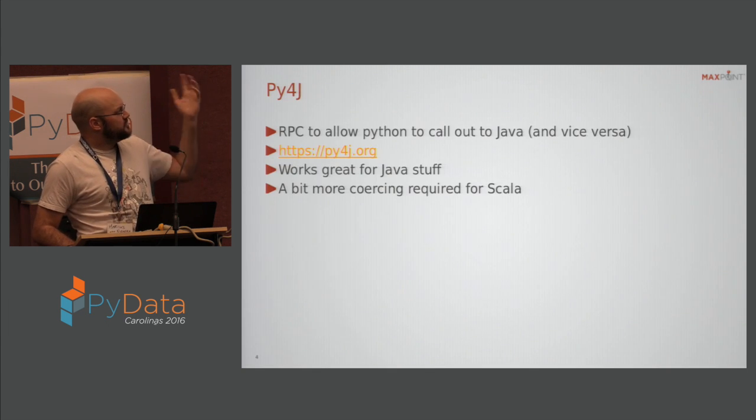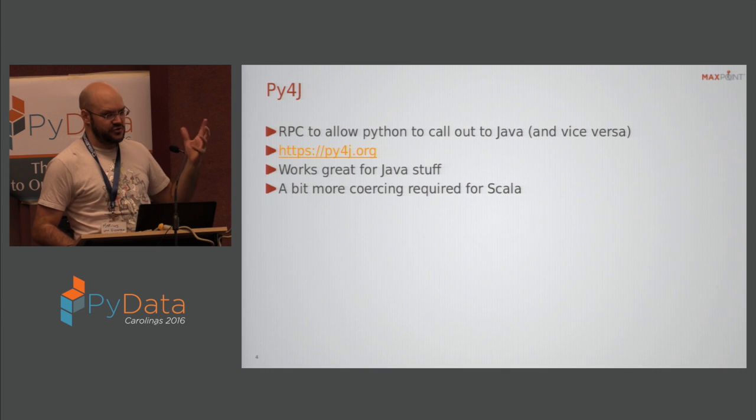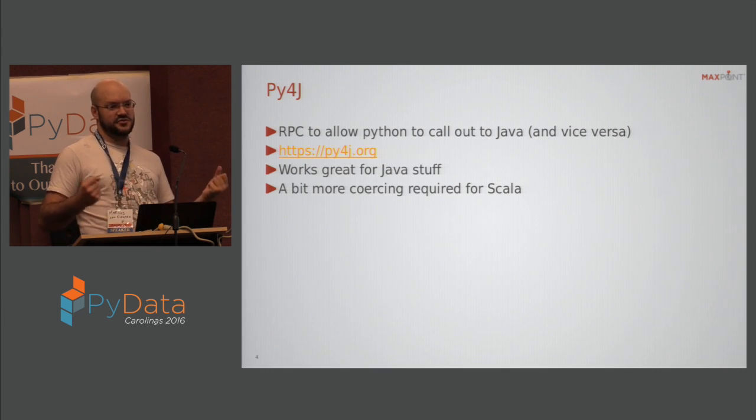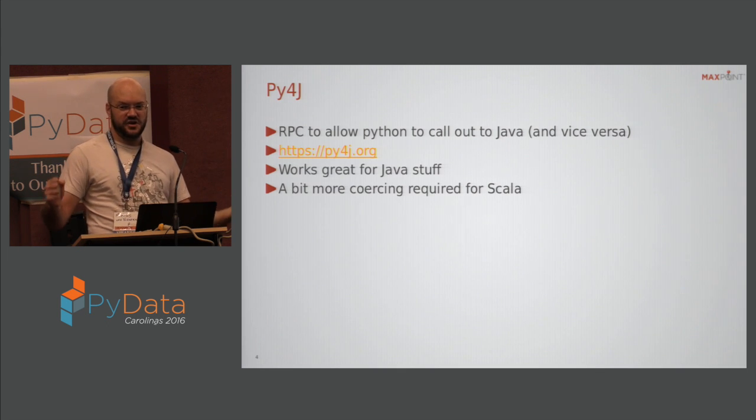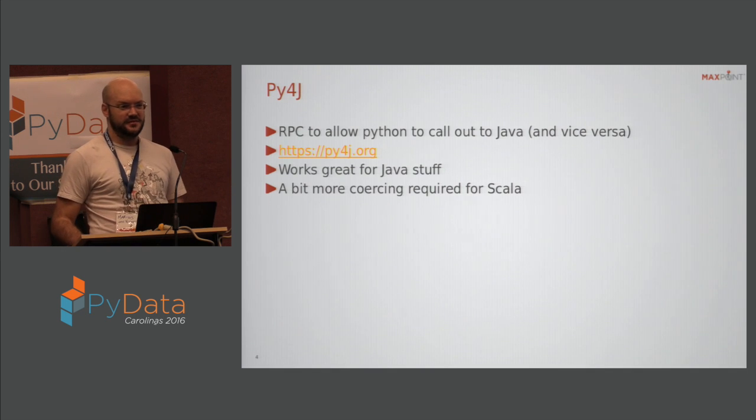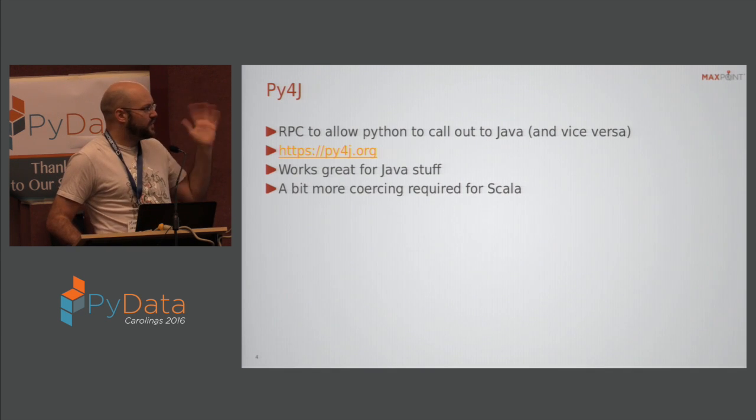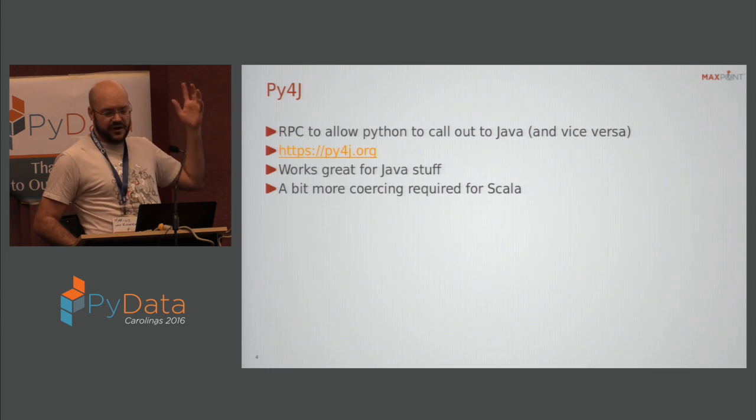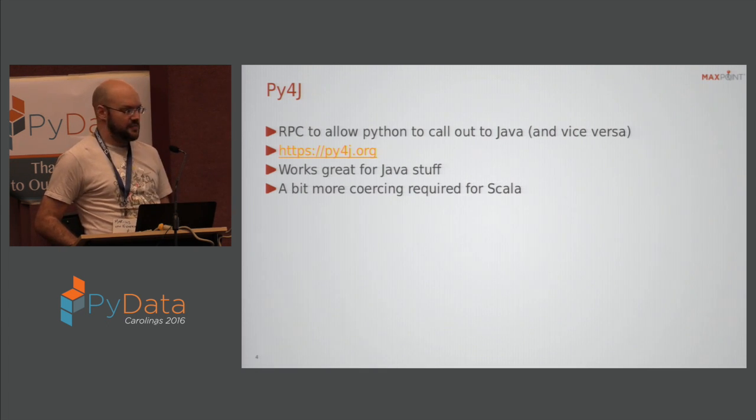Py4j is a remote procedure call system as well. It doesn't try to do something crazy like embed Java inside the Python process space, because that's really hard, and people that have tried that always fail. It works quite great for standard Java code, but a little more coercing is required to make it work nicely with Scala. You can probably do Clojure with it as well. I haven't bothered or tried.